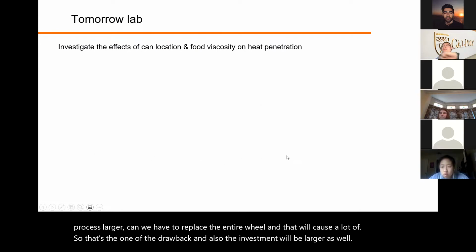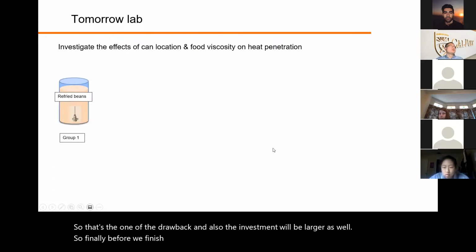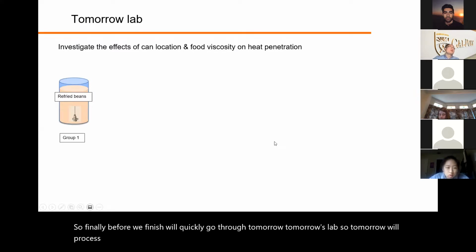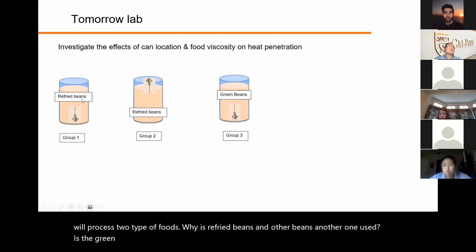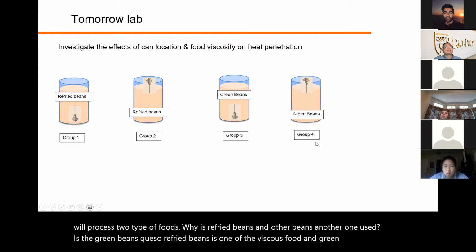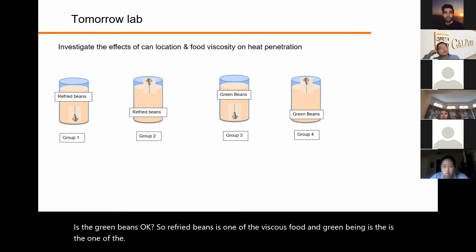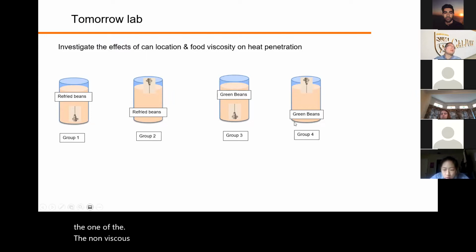So finally, before we finish, we'll quickly go through tomorrow's lab. Tomorrow we'll process two types of foods. One is refried beans, another one is the green beans. Refried beans is a viscous food, and the green bean is a non-viscous food, but with more convection occurring.